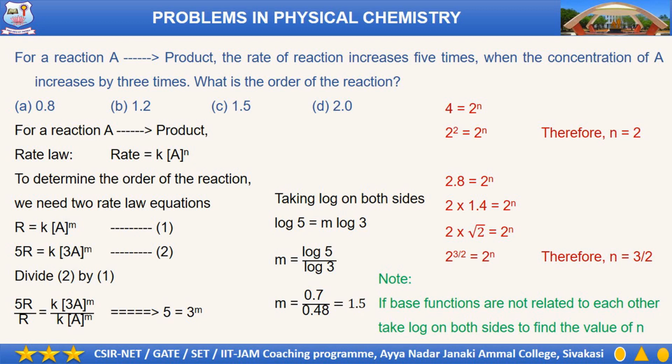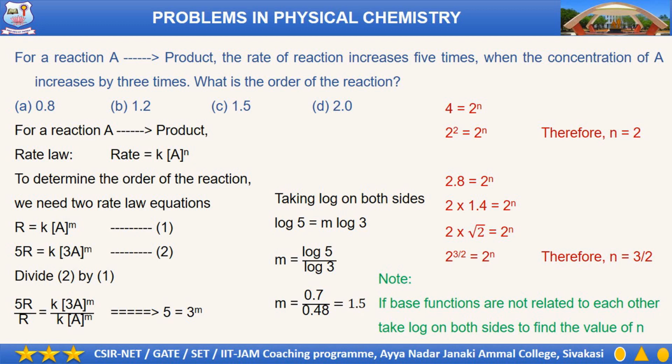Now what is M? For this you have to use your calculator. Take log on both sides: log of 5 is equal to M into log of 3. You are asked to calculate M, therefore M is equal to log 5 by log 3. What is log 5?